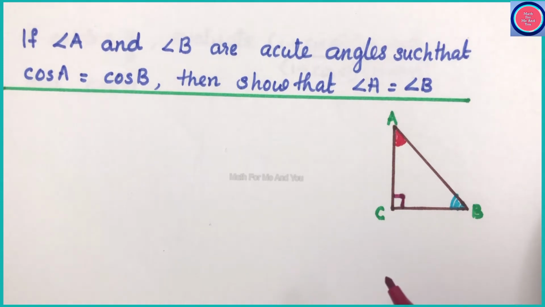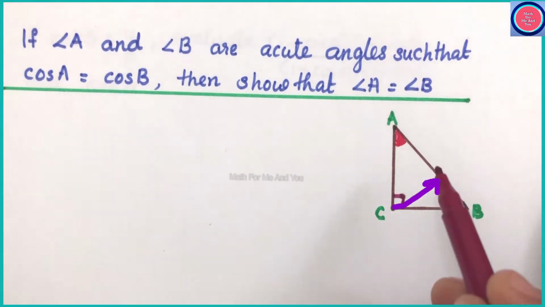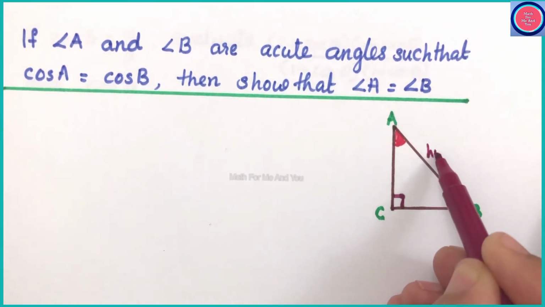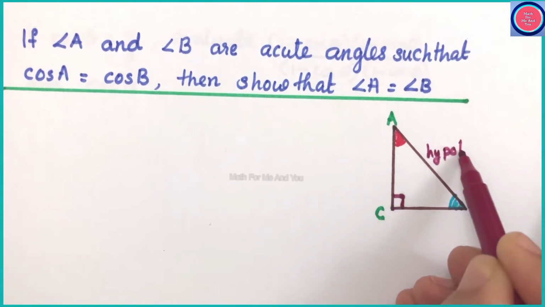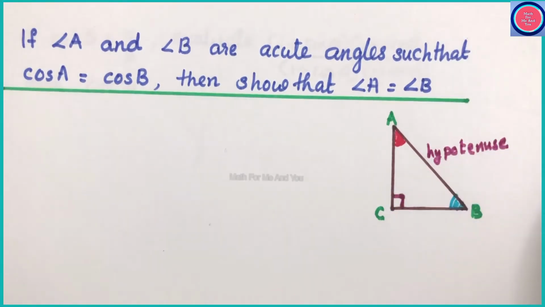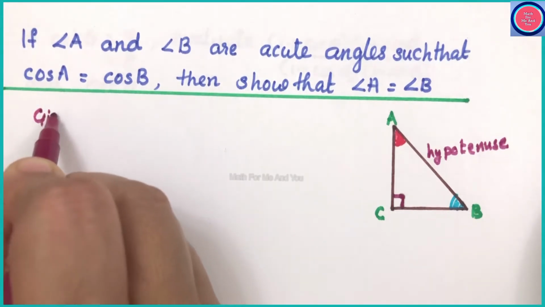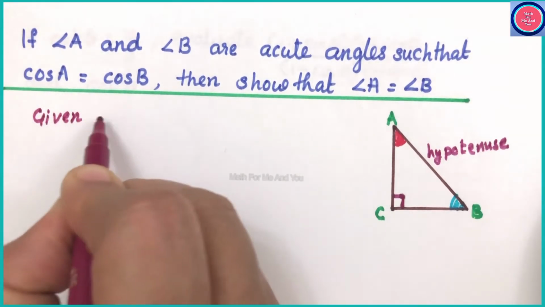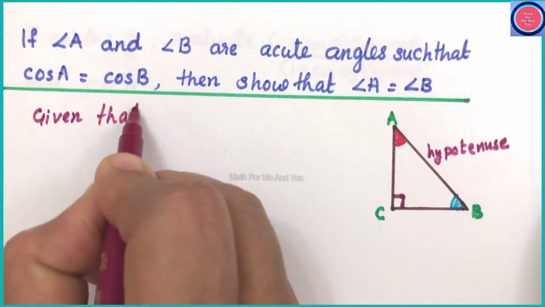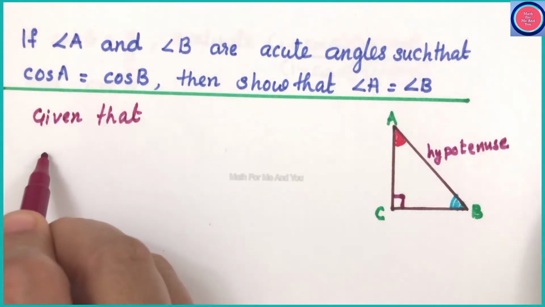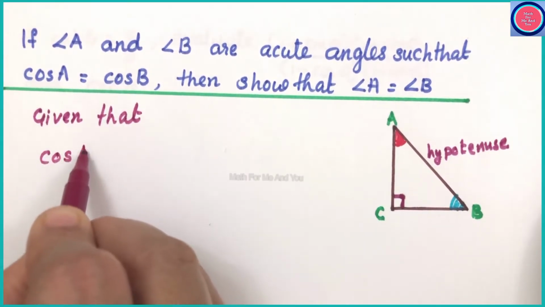The side opposite to angle C, the side opposite to 90-degree angle is the longest side. Its name is hypotenuse. In this right angle triangle, the side AB is the hypotenuse. It is given that cos A is equal to cos B. Let's start from that sentence. Cos A is equal to cos B.